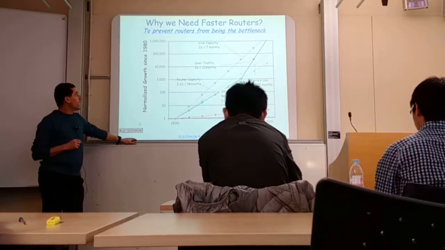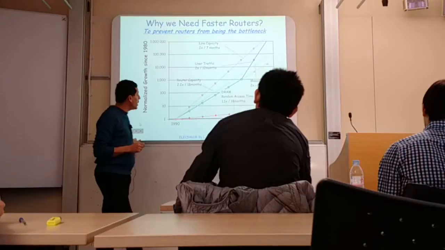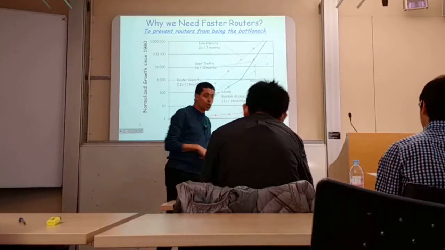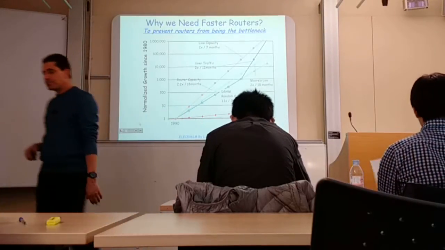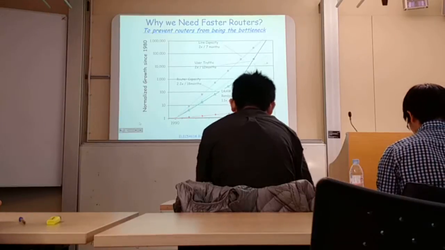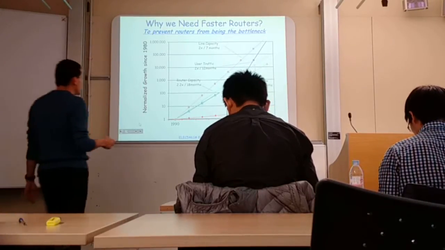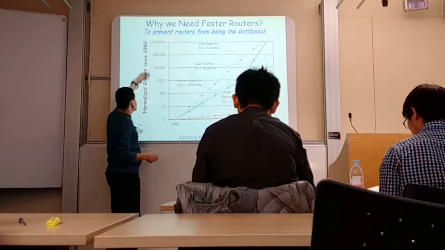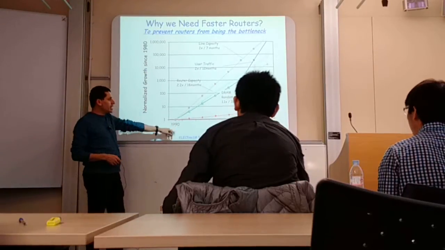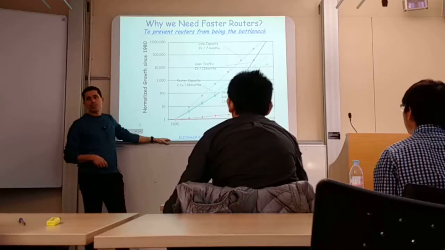Okay. Now, this data is dating back a couple of years ago, but the trend is still the same. Why do we need the routers to be fast? To prevent them from being a bottleneck. This is giving you the normalized growth since 1990, for actually 20 years.